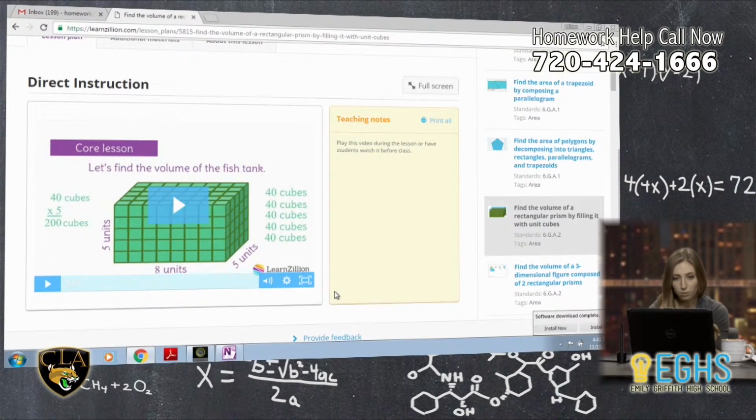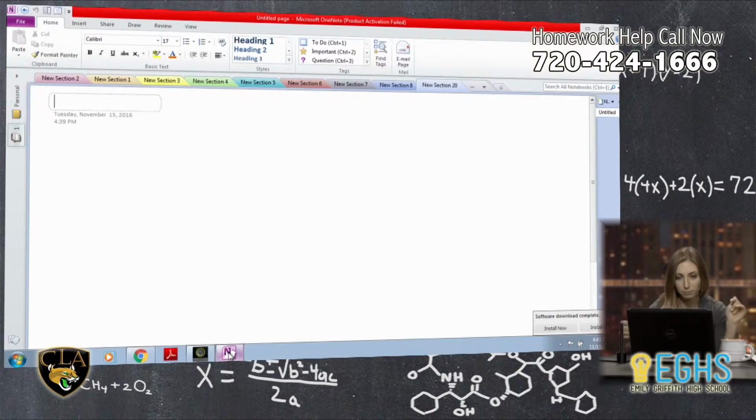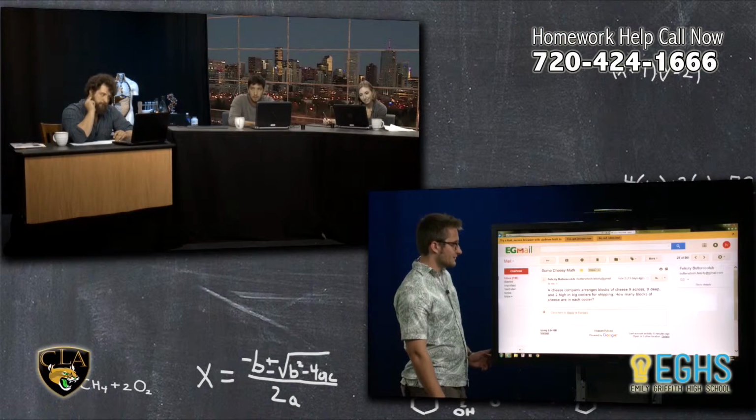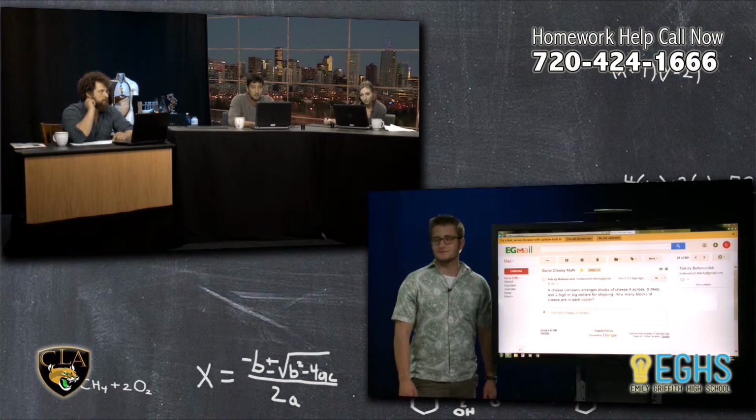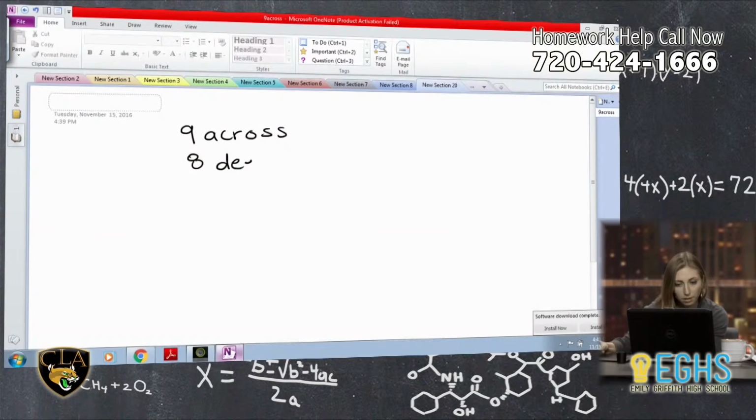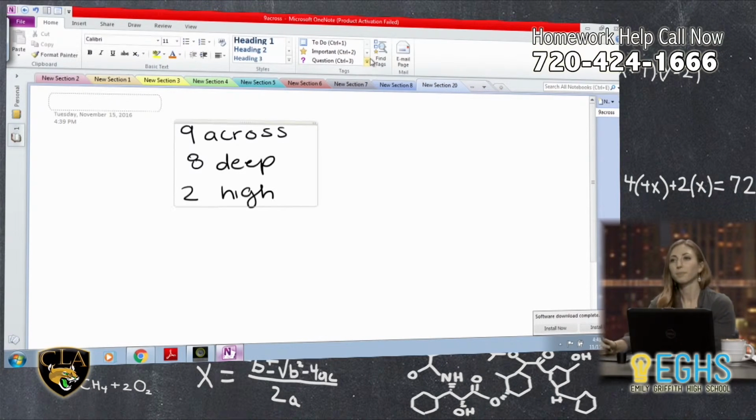So we're going to go back to those dimensions. Jordy, what were the dimensions of the cheese? So 9 across, 8 deep, and 2 high. Okay, and then the question very specifically was how many blocks? Yep, how many blocks of cheese are in each cooler?